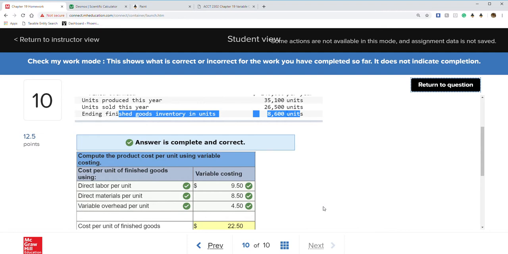So, that's it for Chapter 19's homework. Quick little simple few little questions, and that's it.